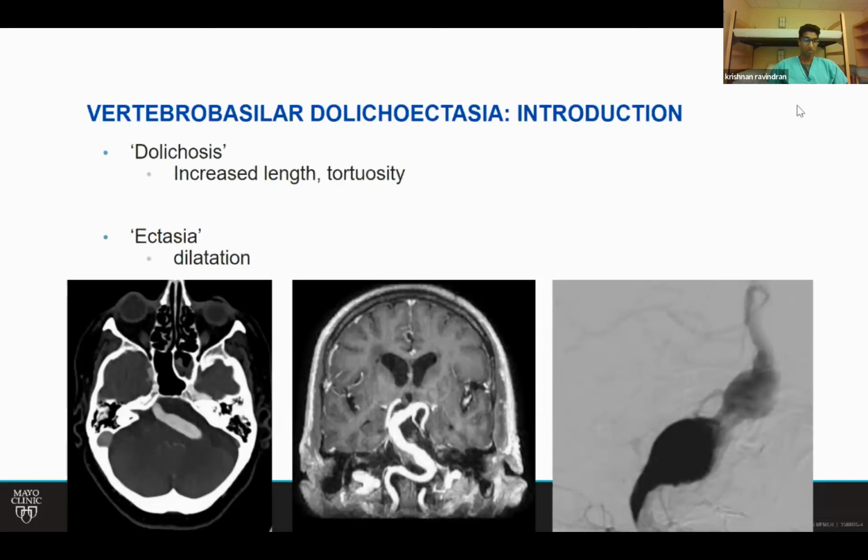Dolichoectasia can, of course, occur both in the anterior circulation and the posterior circulation, and it is very rare to occur in both circulations. And here I'm focusing primarily on dolichosis and ectasia occurring in the posterior circulation with the vertebrobasilar system.